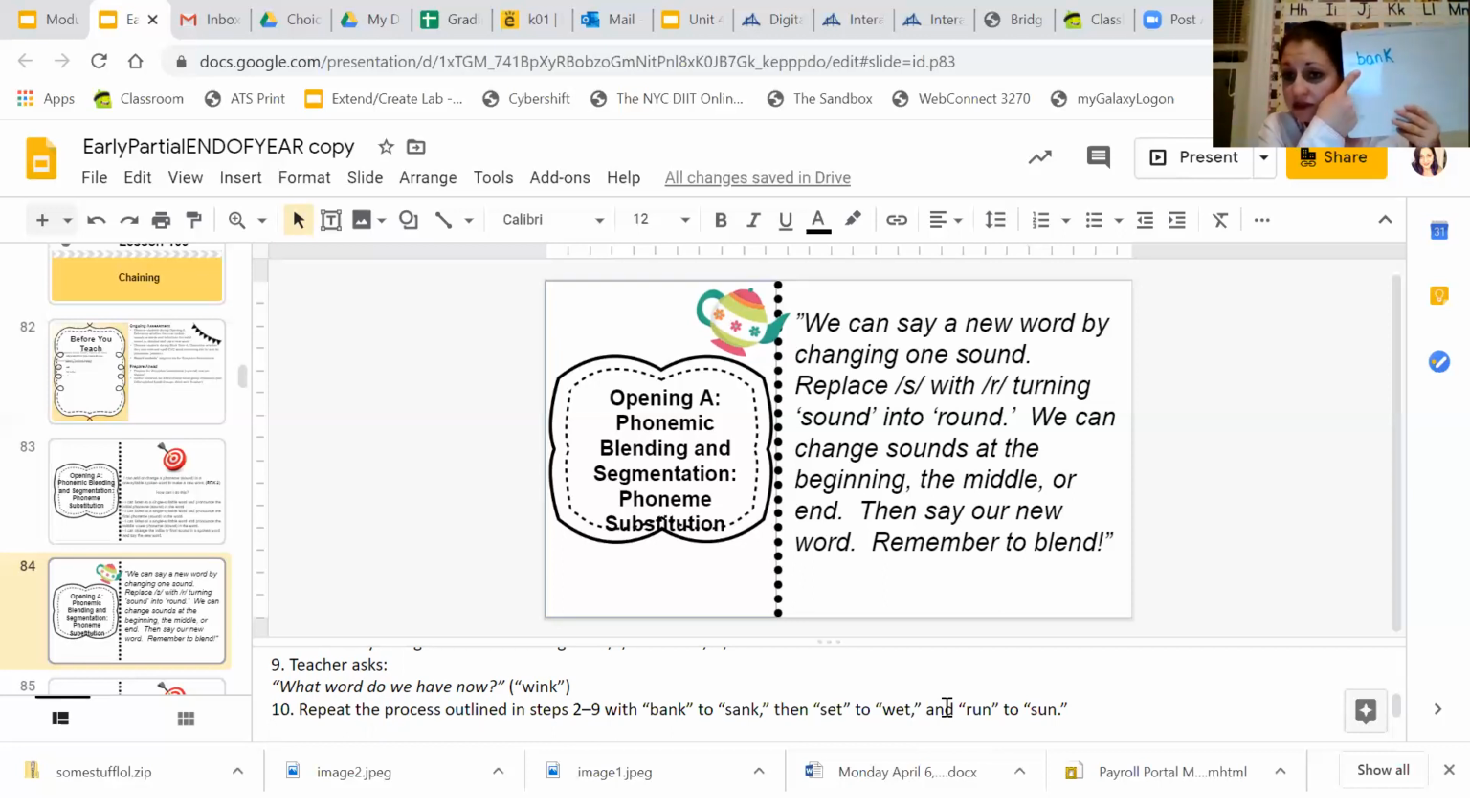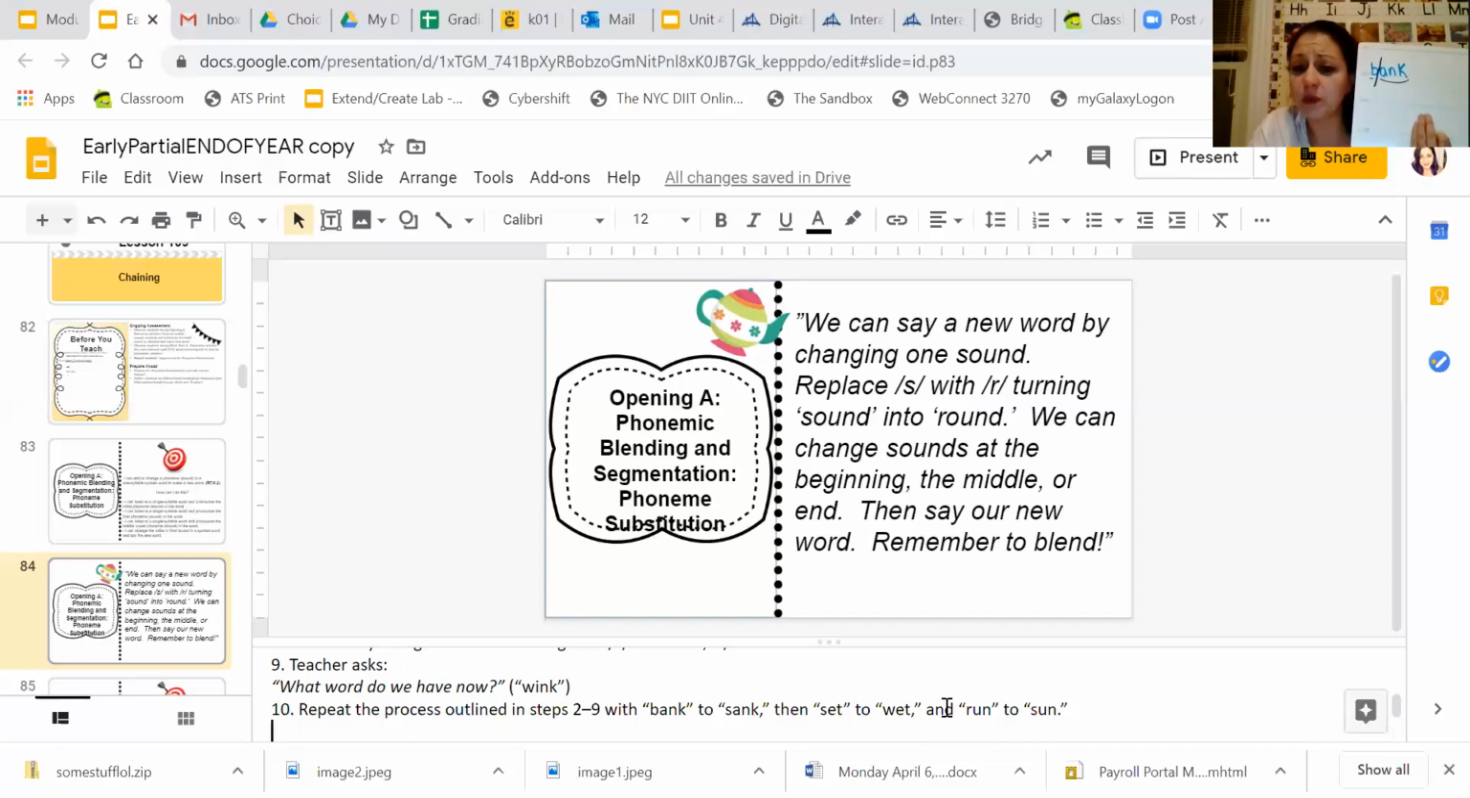It is b-ank. And I'm gonna break up the beginning sound, which is the initial sound, and the ending sound. So we have b and we have ank, making the word bank. So that's the first word we're gonna start with.